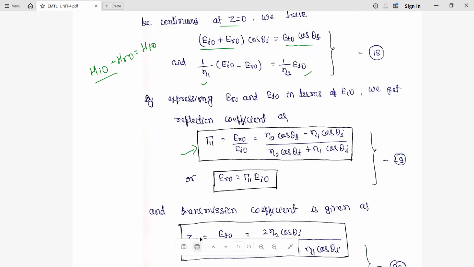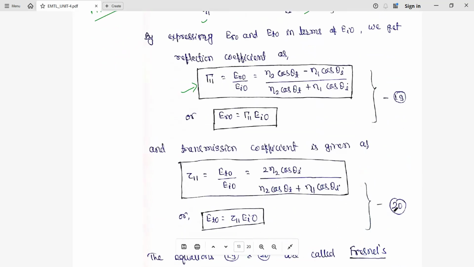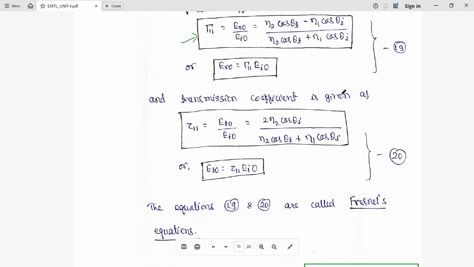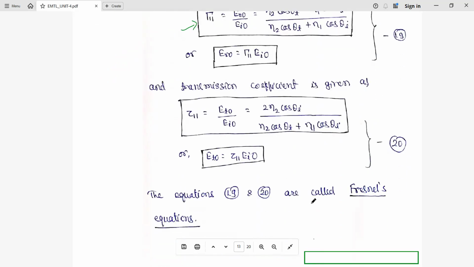Again, for the transmission coefficient, it is the ratio of E_t0 by E_i. So now from equation 18, we'll try to eliminate E_r0. Like this, we have to multiply. So for the parallel polarization, we have 2 eta 2 cos theta_i by eta 2 cos theta_t plus eta 1 cos theta_i. Finally, after rearrangement, we can write like this. So equation 19 and equation 20 are the reflection coefficient and transmission coefficient. They are also called Fresnel's equations.